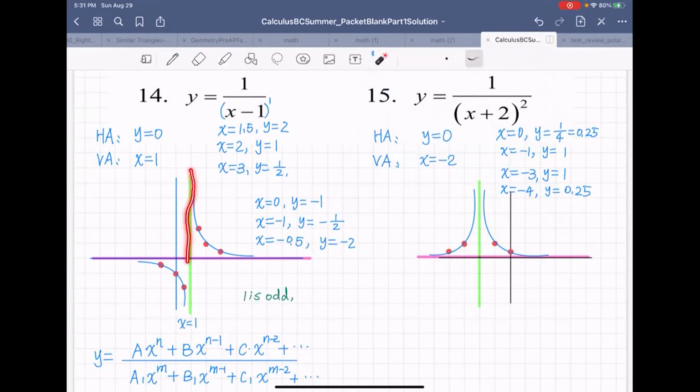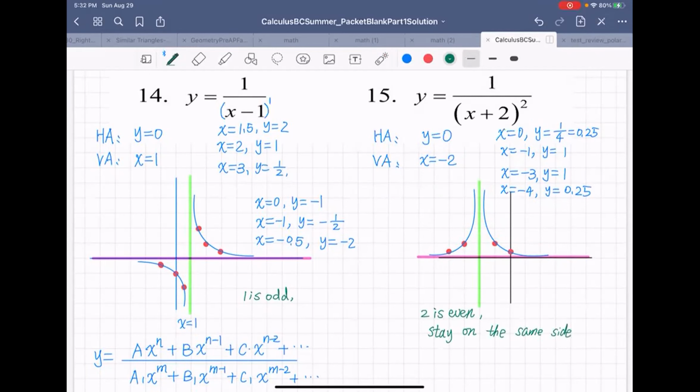So this is the asymptote. And they switch from positive infinity to negative infinity, correct? Correct. Right. This is 2. 2 is even. So they stay on the same side. Right. Makes sense? Makes sense. Yeah, stay on the same side.